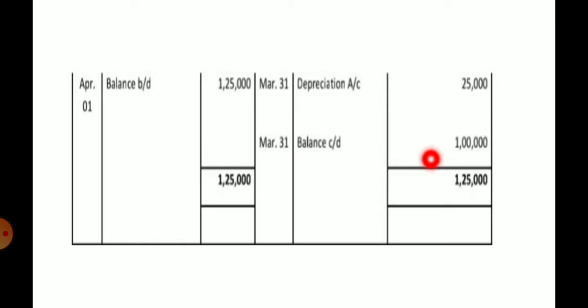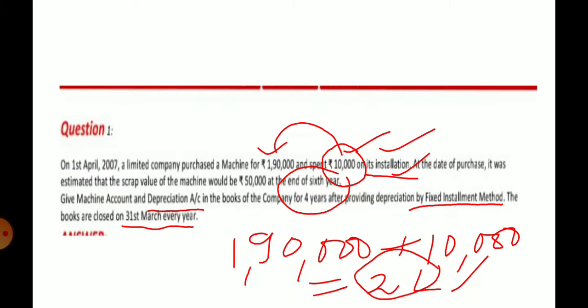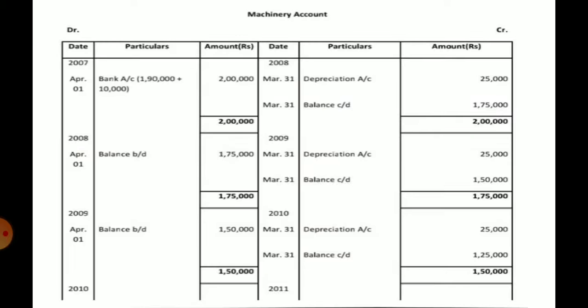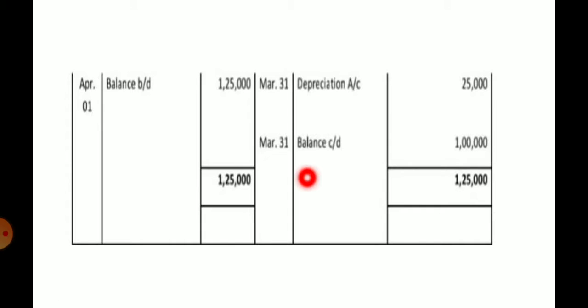At the end, simply you have to place depreciation and close the balance. As in the question, you have to check for how many years you have to prepare the machinery account. Here it is mentioned for 4 years. So for 4 years you have to prepare depreciation and deduct it from the value of machinery, and here your machinery account will be closed.